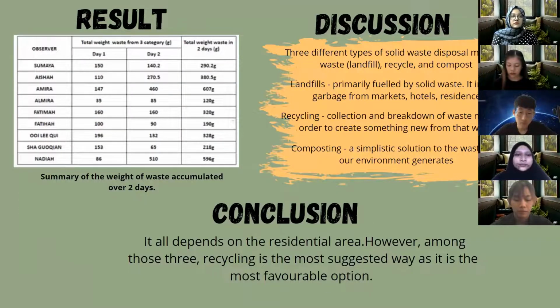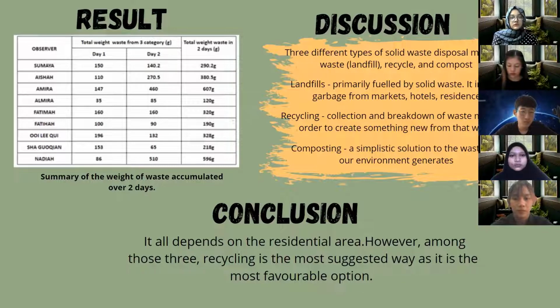For the result, this table is a summary of the accumulated waste weight within 2 days. This shows that each person produced a different amount of garbage, possibly depending on the living area and how many people live in one house.